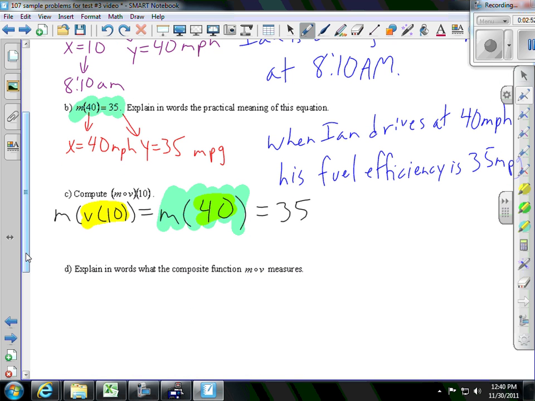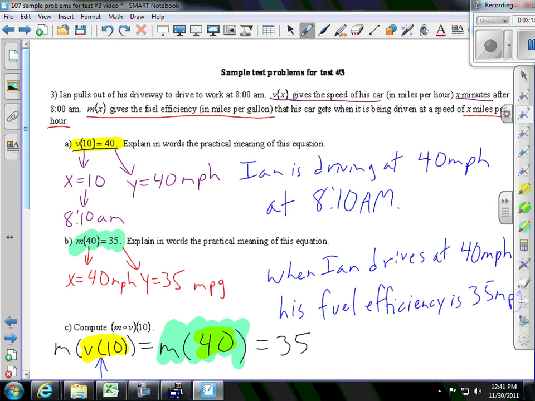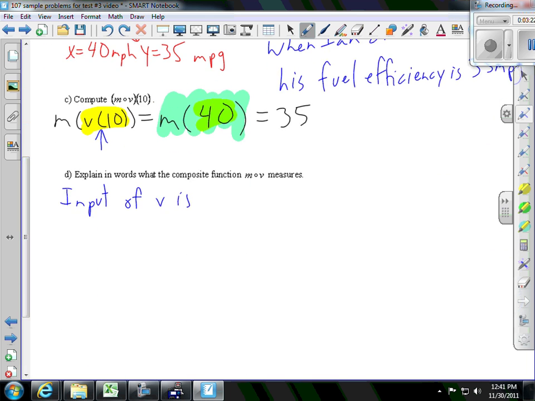And then D, explain in words what the composite function m circle v measures. First thing I want to do is figure out inputs and outputs. So the input of the inner function, because the first function we had to apply here was v. So the inner function had an input of, let's see, so we go back up to our v function. It's here in purple. V gives the speed in miles per hour x minutes after 8 a.m. So the input of v is minutes after 8 a.m.